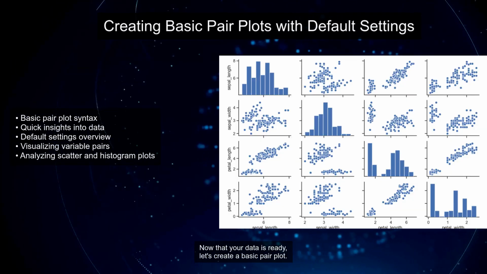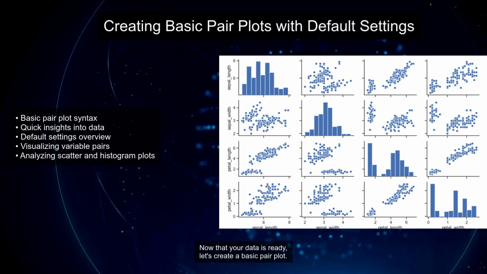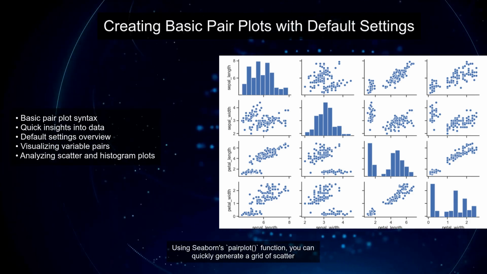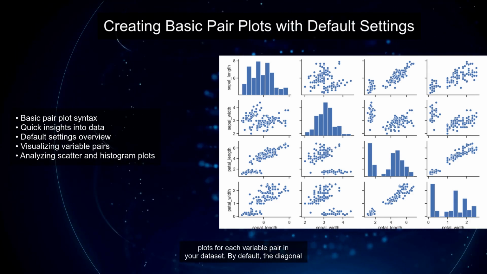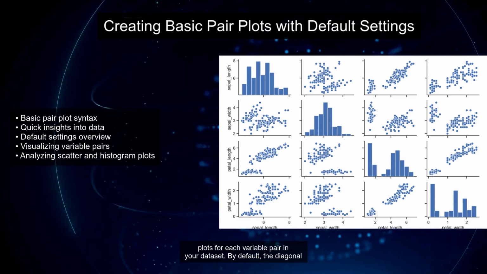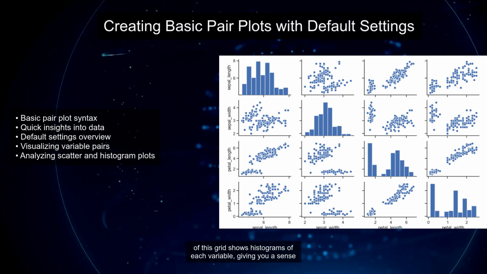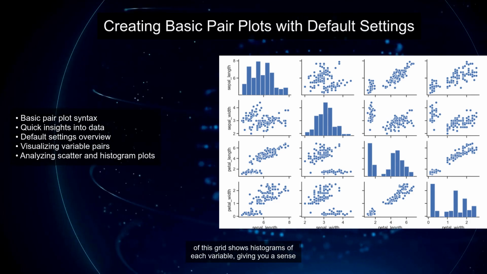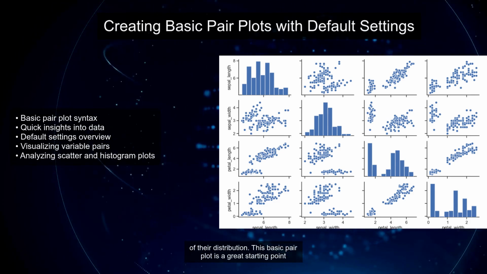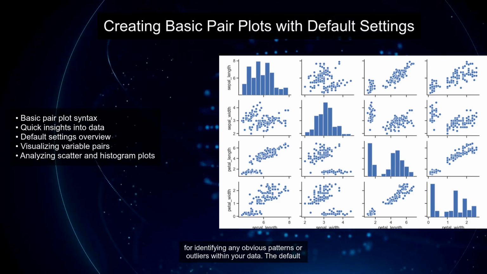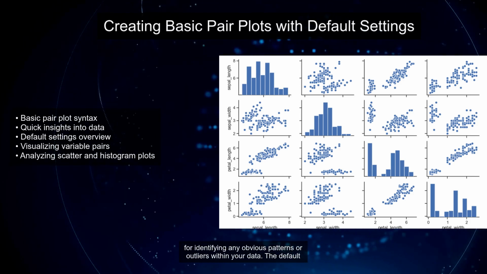Now that your data is ready, let's create a basic pair plot. Using Seaborn's pair plot function, you can quickly generate a grid of scatter plots for each variable pair in your dataset. By default, the diagonal of this grid shows histograms of each variable, giving you a sense of their distribution. This basic pair plot is a great starting point for identifying any obvious patterns or outliers within your data.